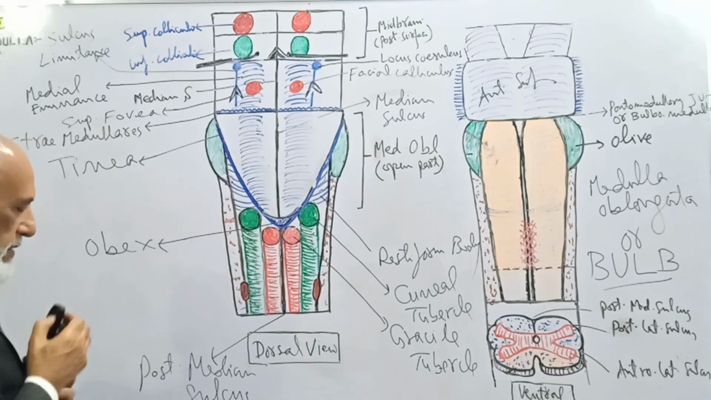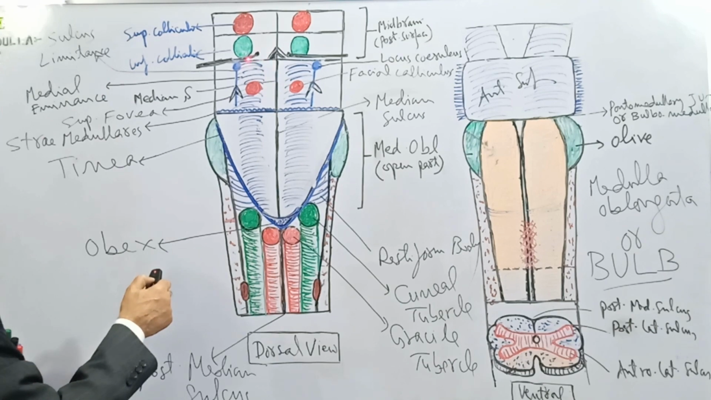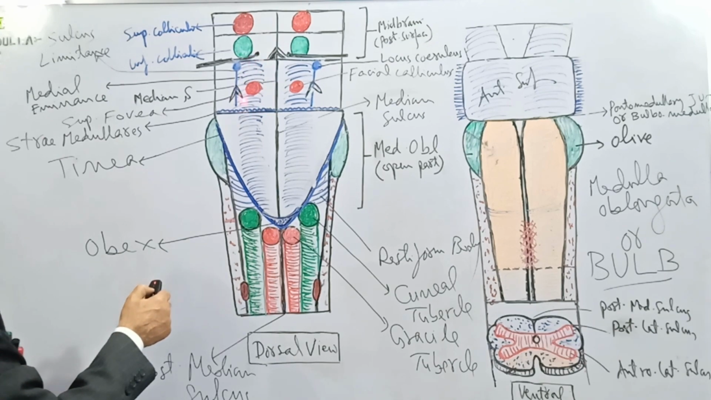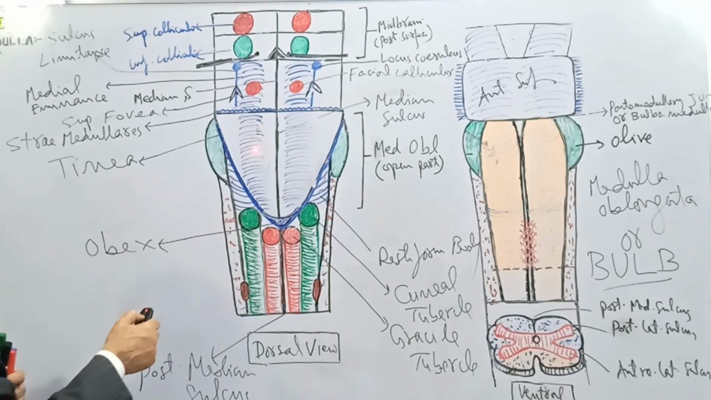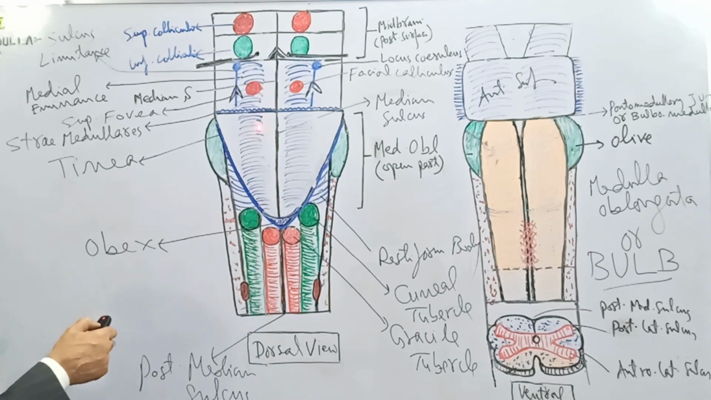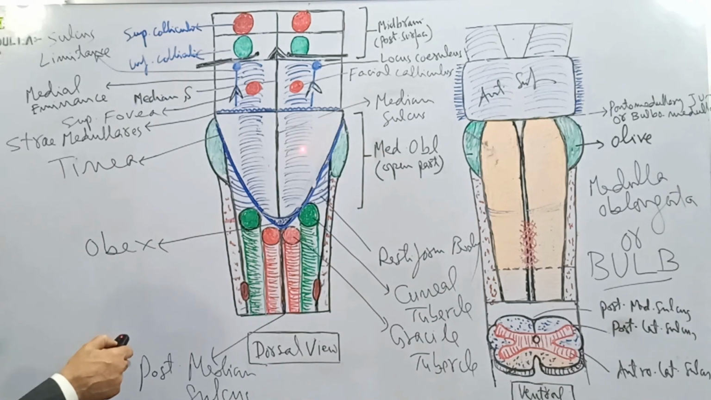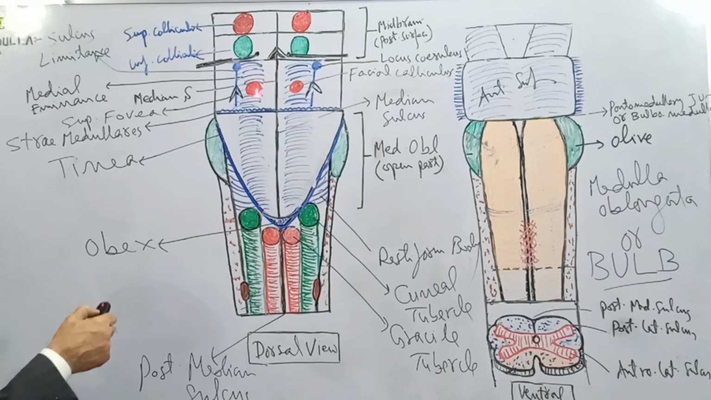Now can you see here? This is the median eminence on the dorsal surface of the pons. On the right side, it continues into the dorsal surface of the open part of the medulla oblongata and is known as the median eminence. On this side again, this is the median eminence on the dorsal surface of the pons, which continues downwards on the dorsal surface of the open part of the medulla oblongata. So you can see this is the median eminence, pontine part and medullary part.